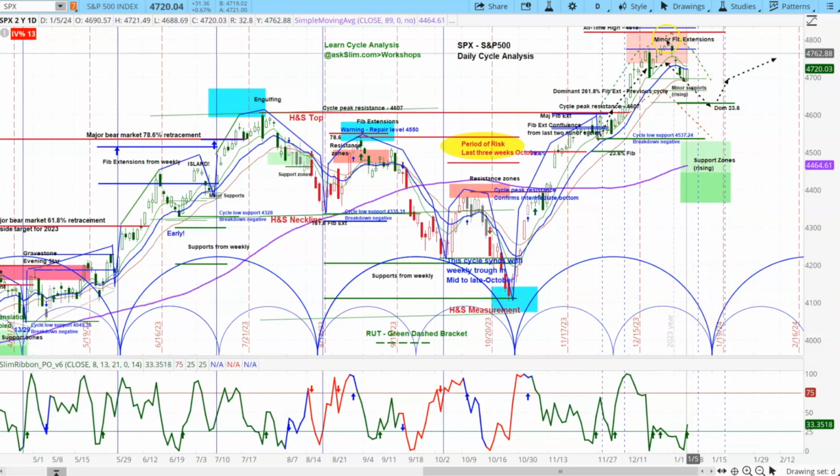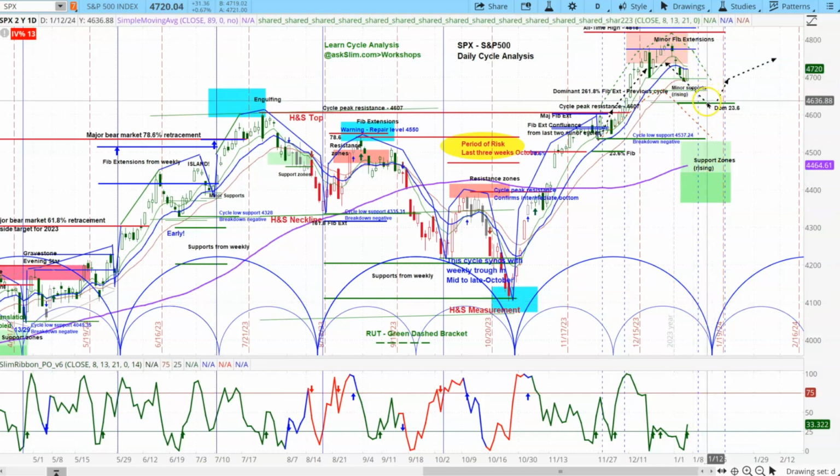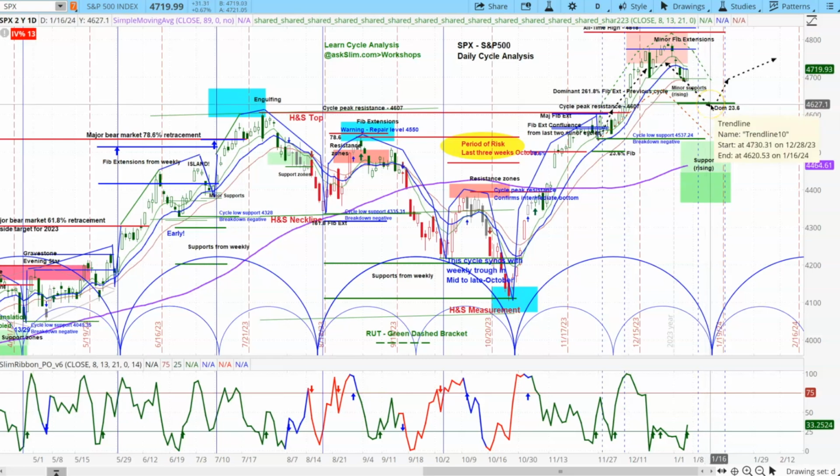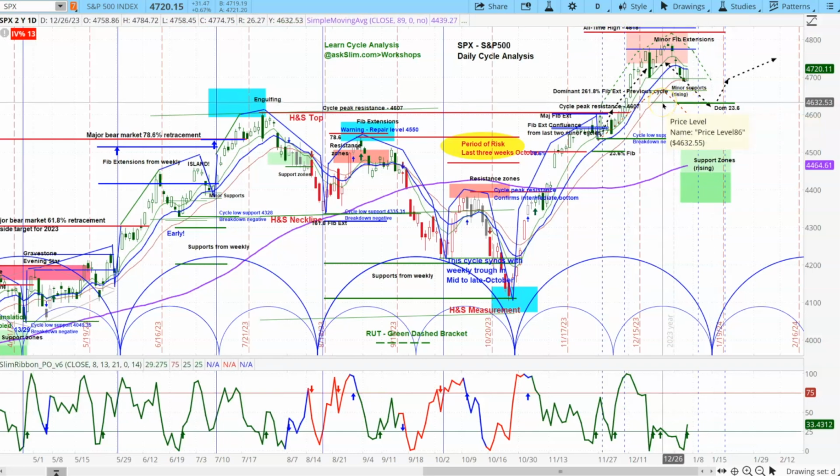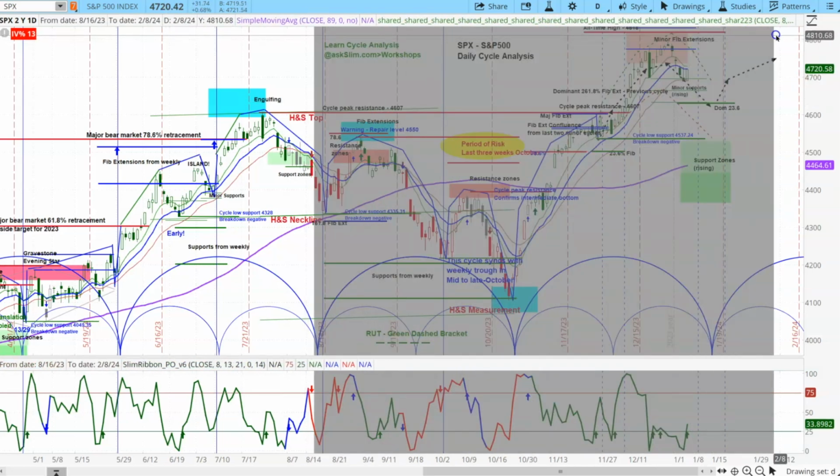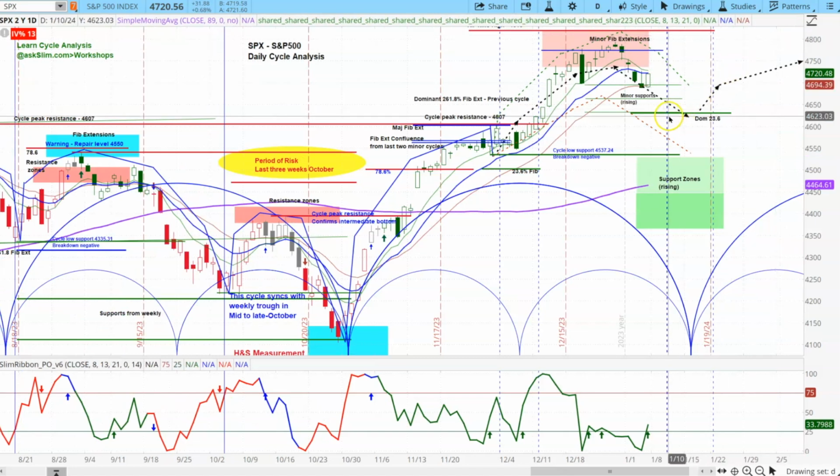We thought it would be between 140 and 240 points on the downside. This dominant 23.6% right over there aligns with the minor 61.8%. That's that little one right there. Let's take a little closer look for you so you can see that. And that comes down right over here to 46.30.